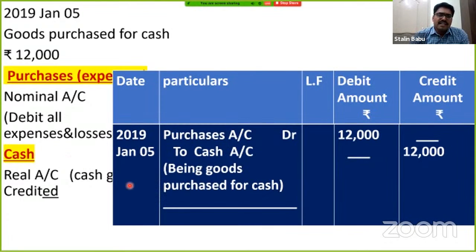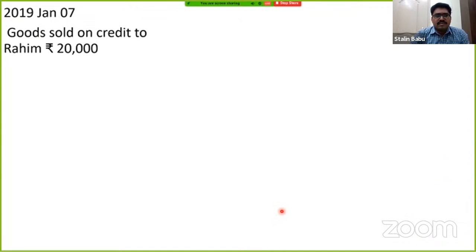Write the date in the date column and the entry in the particulars column: purchases account debit to cash account. What is the amount? 12,000. Write 12,000 in the debit amount column and 12,000 in the credit amount column against their accounts. What is the narration? Being goods purchased for cash. See the next one.